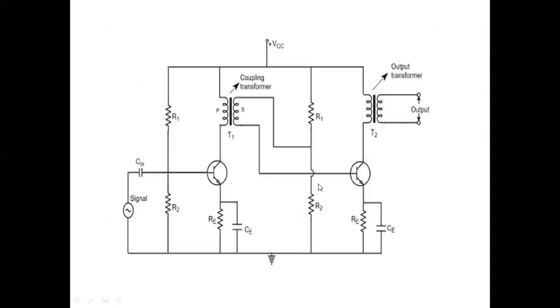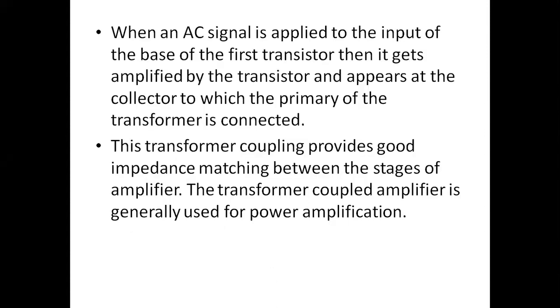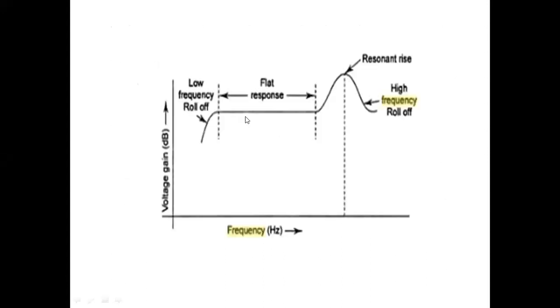So the transformer coupling provides good impedance matching. If you want impedance matching, then we can go for this type of coupling, because the transformer provides impedance matching. So the transformer coupled amplifier is generally used for power amplification.